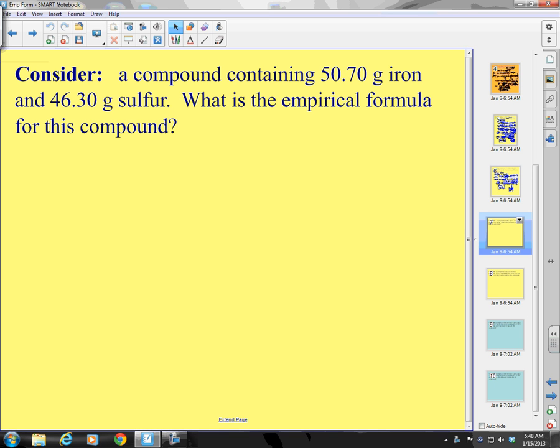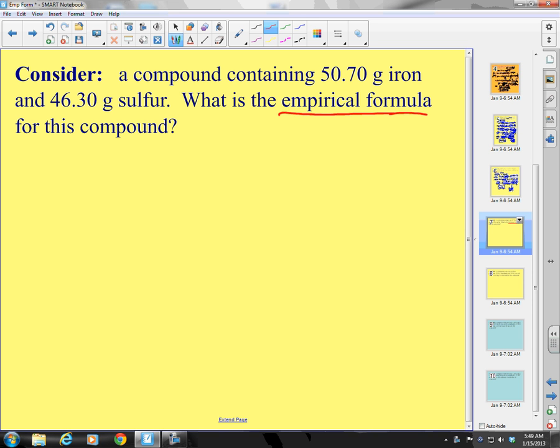Well, hello again, everybody, and we are in our discussion of empirical formula. So let us jump right into this next question. Consider a compound containing 50.70 grams of iron and 46.30 grams of sulfur. What is the empirical formula? Okay, we're looking at empirical formula again.